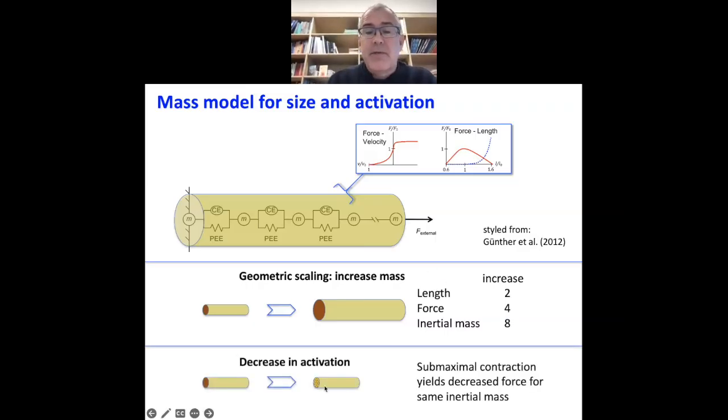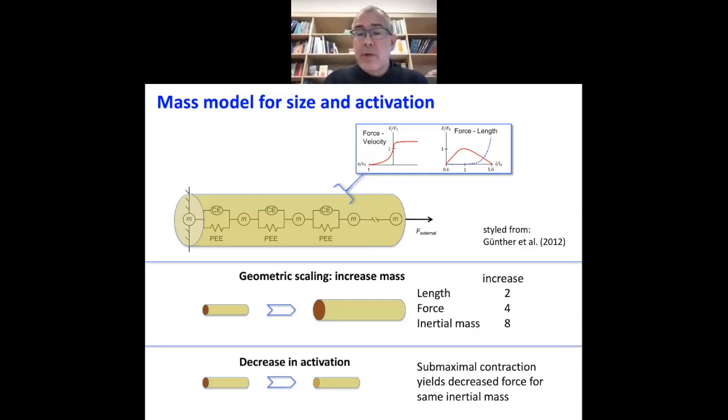You could also think about a decrease in activation. Here we have a muscle of the same size, so the mass is the same, but if the activation goes down, the force will go down. And again, there'll be relatively more mass compared to the force available to accelerate it. So you may see a greater effect of the mass at low activation. These are two of the areas, going back to the early slide, where Hill-type muscle models are not good at predicting force: if you have large size and submaximal activation, by the way.